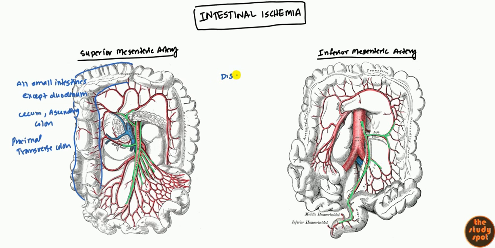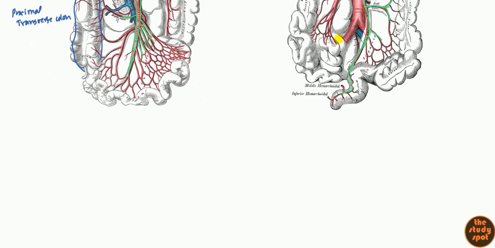And what does it cover? The distal transverse colon, the descending colon, the sigmoid colon, and even the rectum. So pretty much the remaining part of the colon is covered by the inferior mesenteric artery.